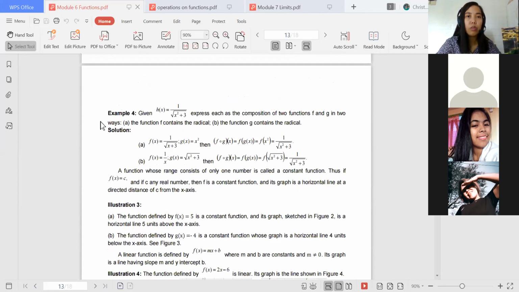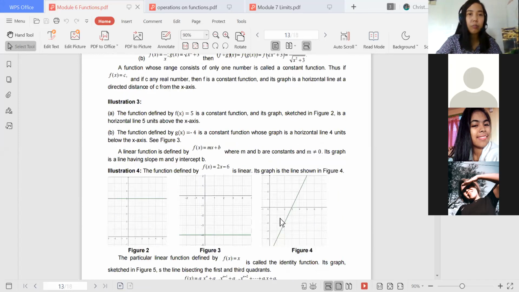Okay, so the same goes for example number 4. I've told you, you don't need to simplify further. As long as you get the composition of the given functions and perform the operations, that's it. If it's in radical form, we will not simplify it. Because here, the final answer is 1 over square root of x squared plus 3.